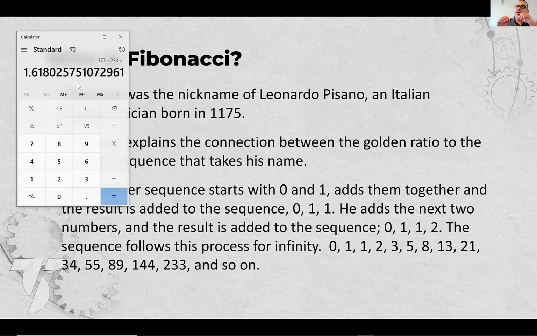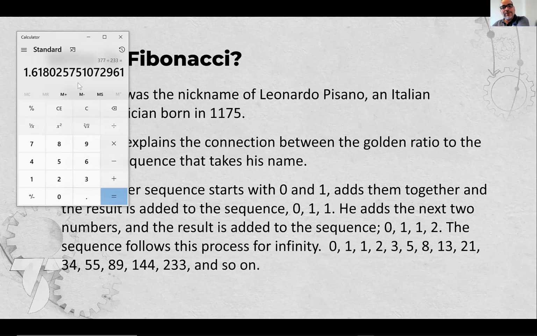As you go deeper into the sequence, you're going to get closer to this golden ratio, which is not so much at the very beginning. So if you try to do the math on the very first numbers in the sequence, you might get numbers that are a little bit off.